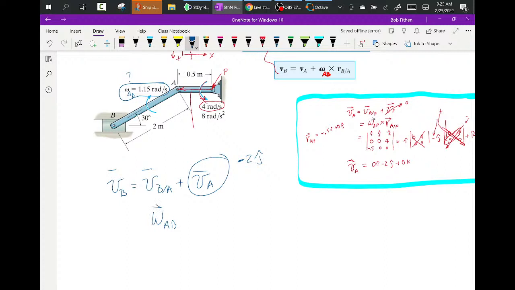Actually, that should have been a vector there. Omega AB cross R_BA, plus minus 2J, which I'll just start carrying down for the ride. What is this?